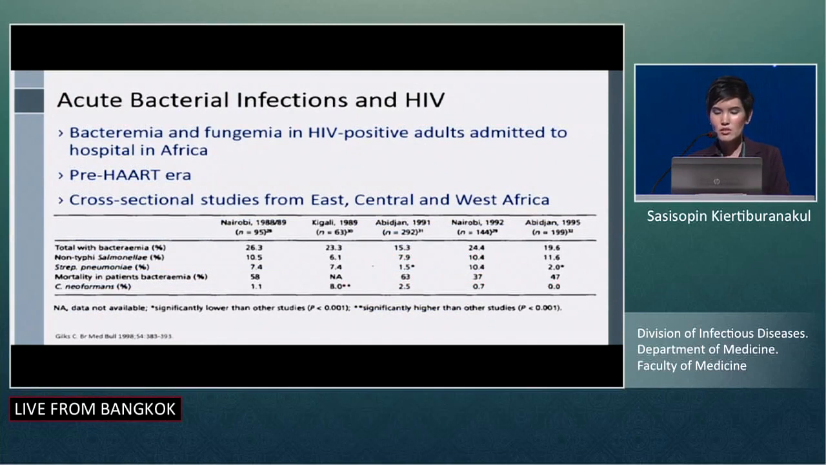This is data from a long time ago, before the HAART era. This is data from Africa. They collected data on bacteremia and fungemia in HIV patients admitted to the hospital during the pre-HAART era. Total bacteremia is about 20 to 25%, and the most common bacteria is non-typhoidal Salmonella, followed by Strep pneumo. Compared to that, crypto is less, under 10%. And the mortality in some studies is as high as 60%.